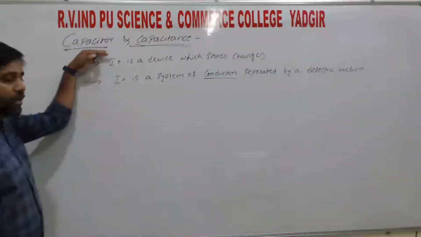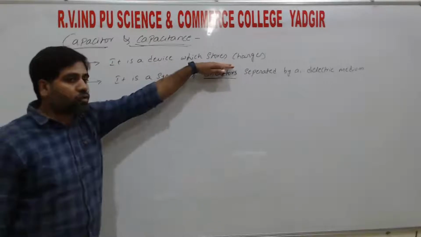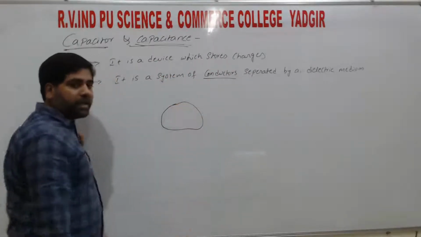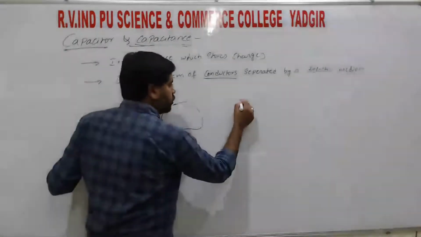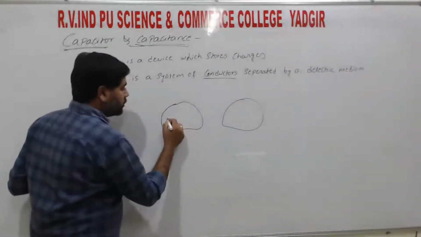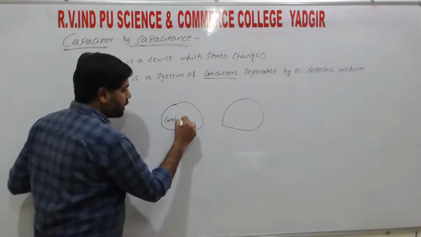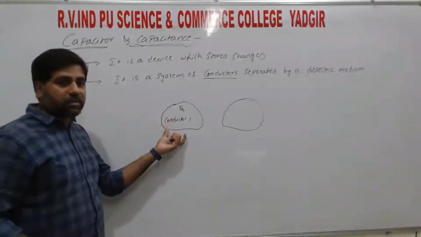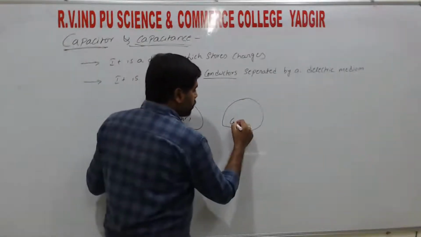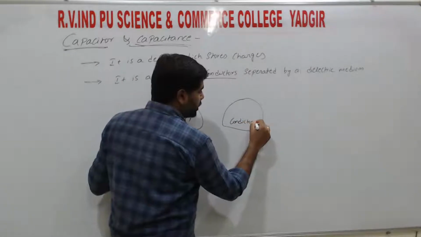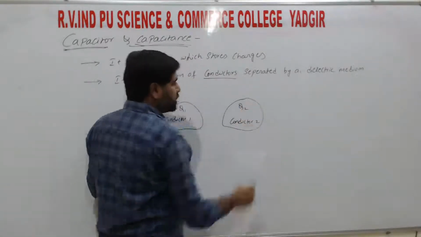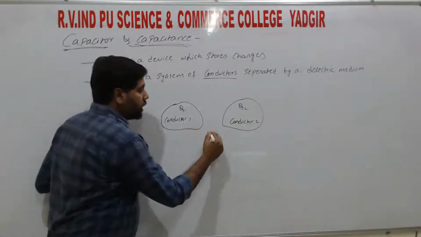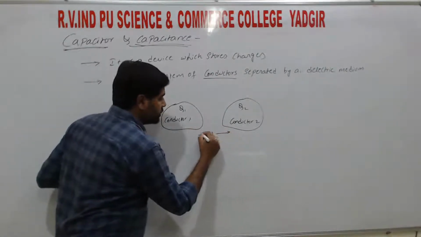So what is the purpose of a capacitor? A capacitor is used to store charges, right? The conductors may be of any shape or any size. So consider two conductors. Calling this one conductor 1, it stores the charge q1, that means the charge on the conductor is q1, and calling this one conductor 2, the charge on this conductor is q2, right? These two conductors are separated by a small distance, right?